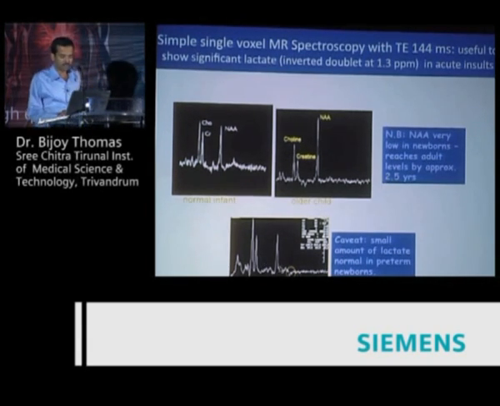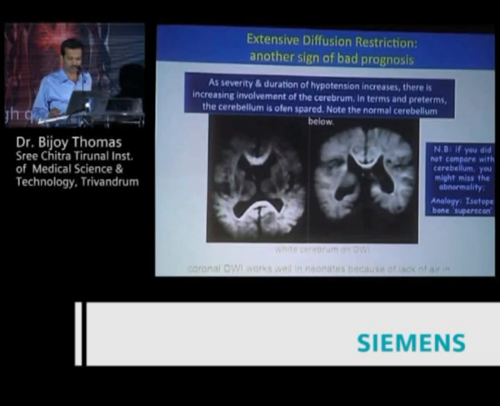More important is looking at a lactate peak, because there are papers which suggest that if lactate is there, it indicates a severe hypoxic injury and the prognosis may not be good. But also the caveat, you should understand that a small amount of lactate is normally present in newborn infants, especially when they are preterm.